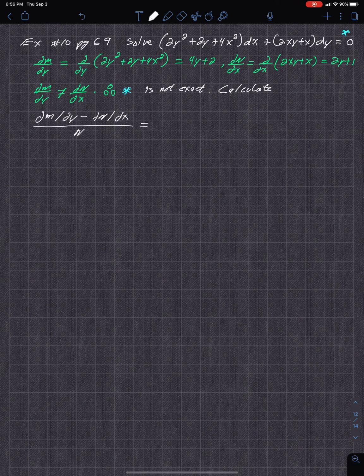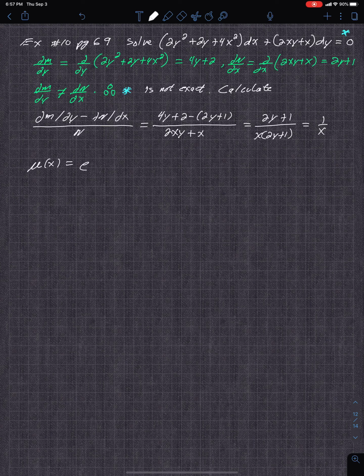So let's work on it. We'll now work on it together. So 4y plus 2 minus 2y plus 1 over 2xy plus x. So it's 2y plus 1 over x times 2y plus 1, equals 1 over x. So that's only a function of x. And so now calculate your mu of x, just like above.